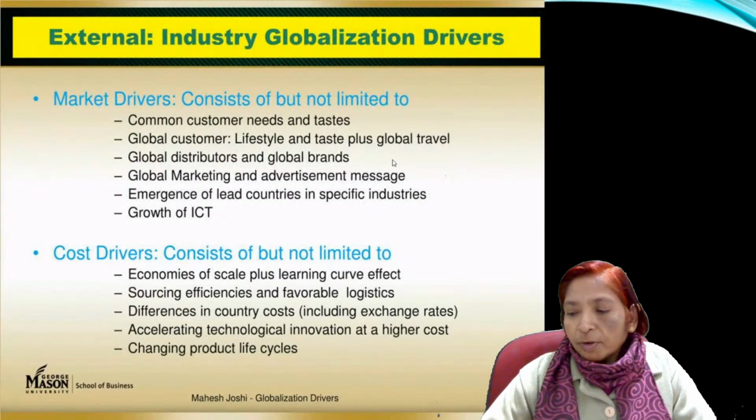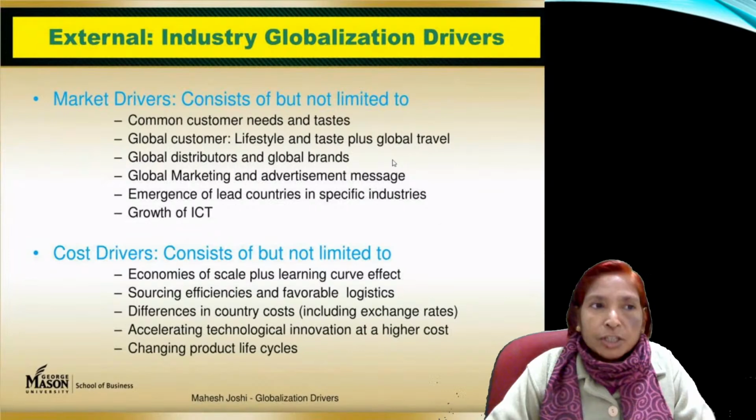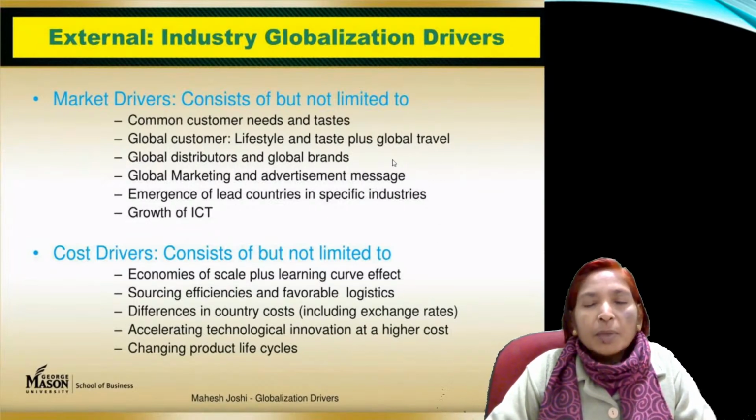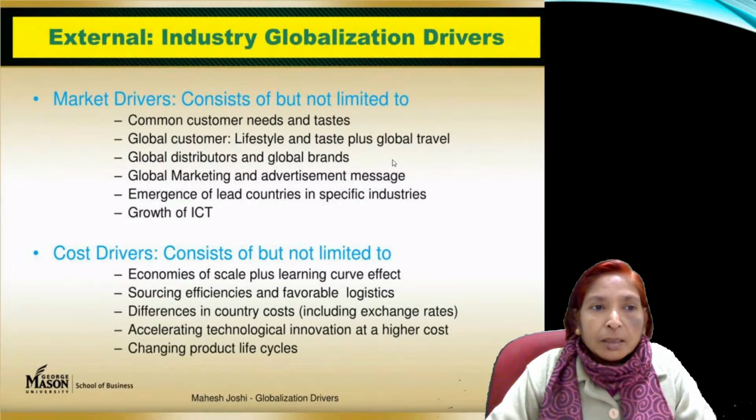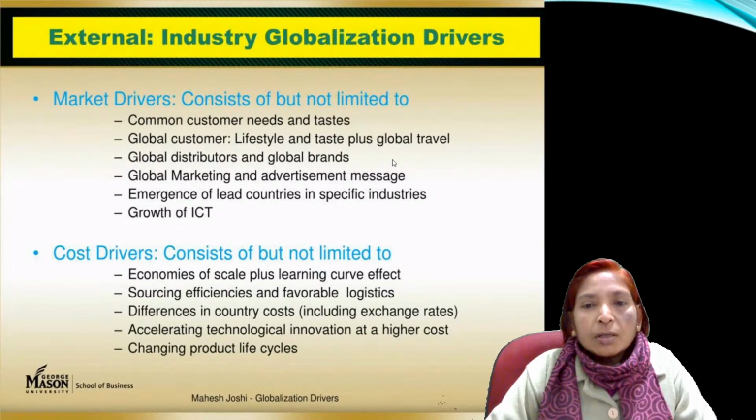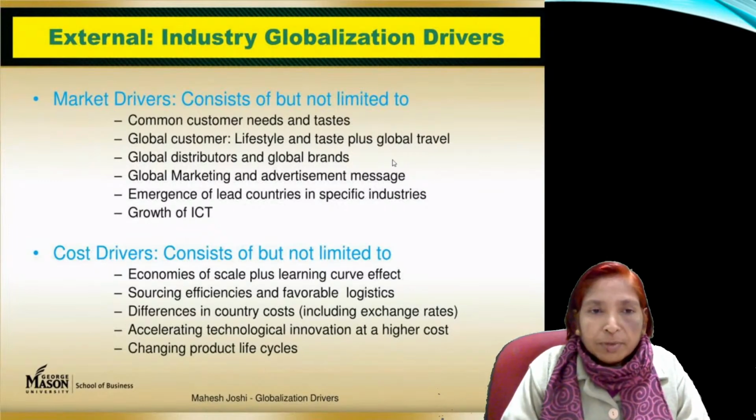Next are the different drivers of globalization. External industry globalization drivers. Number one is market drivers. They consist of, but are not limited to, common customer needs and tastes, global customers and their lifestyle and taste, global travel, global distributors and global brands, global marketing and advertisement messages, emergence of lead countries in specific industries, and growth of international communication technology, ICT. These are market drivers.